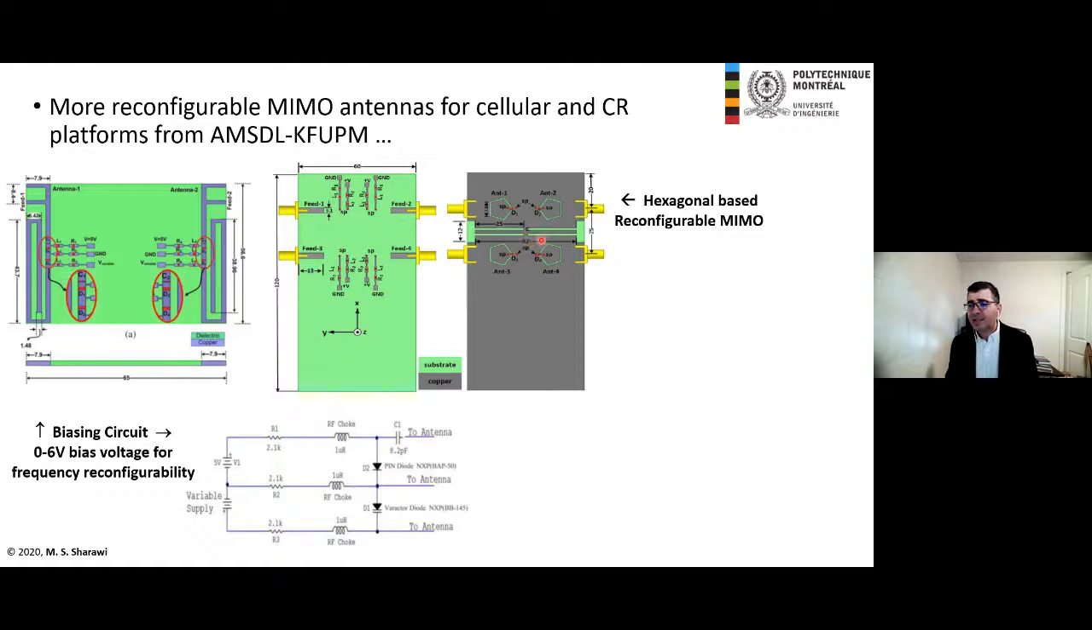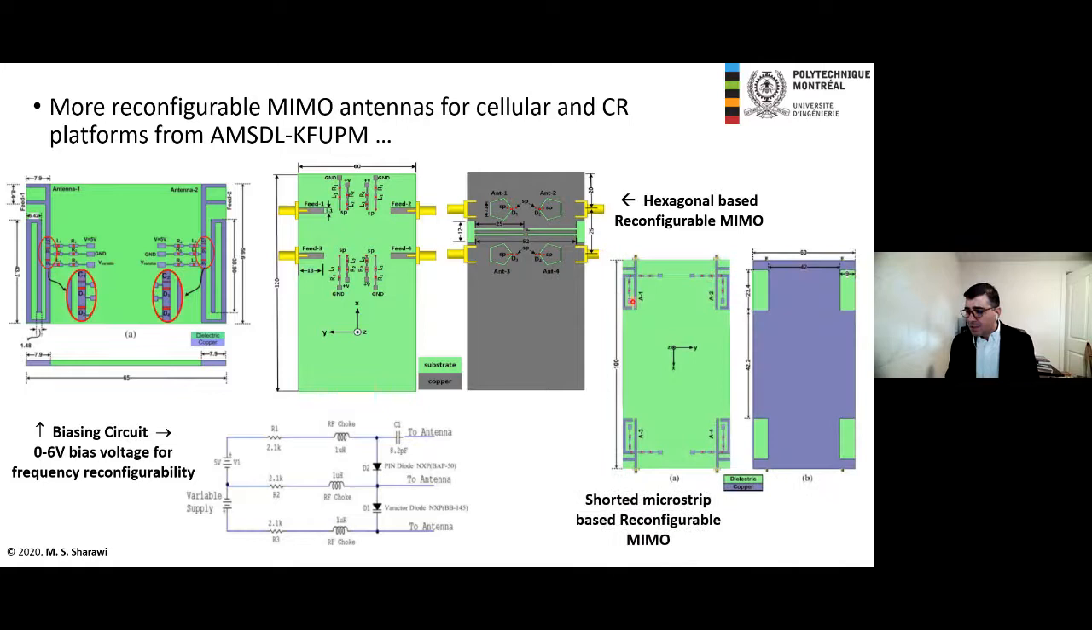This was one of the hexagonal based reconfigurable antennas that we have developed. This was another one that we have developed for 4G enabled devices. As you can see here, the focus was usually on the edges of the terminal, or on the edges of the back plane of the mobile handset.